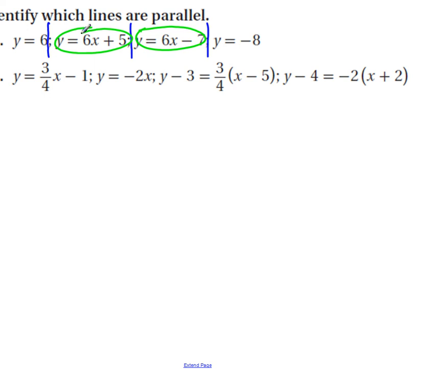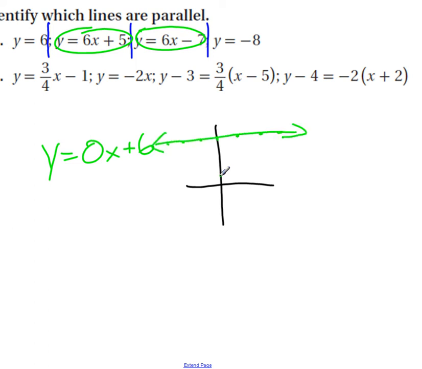If you don't see x, what is the coefficient of x? 0. So we could rewrite y equals 6 as y equals 0x plus 6. And what kind of line would that look like? Well, most lines are straight. We'd say this line exists at every point where y equals 6, which is 1, 2, 3, 4, 5, 6. Anywhere that y equals 6. So it is a horizontal line.